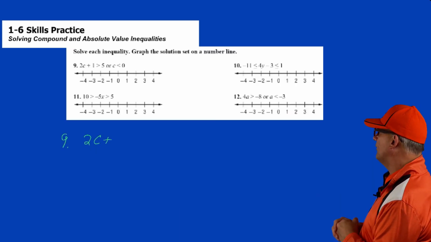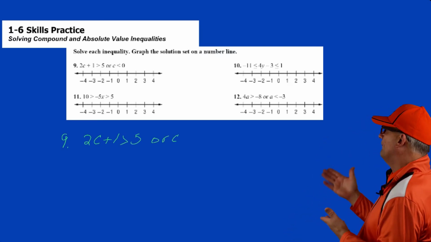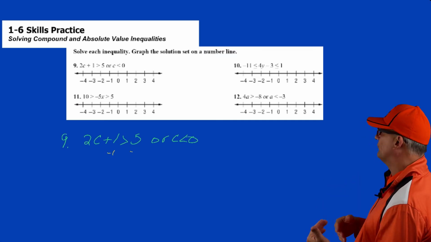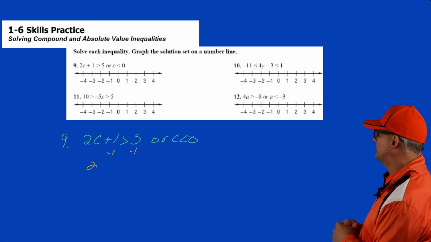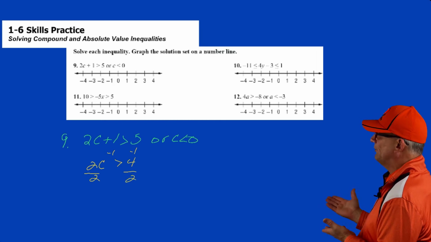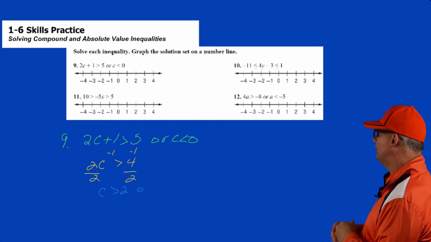All right, so here we go. We're going to solve these and graph them. So the first, number 9, gives us two equations, but one's already solved. C is less than 0. So we only have to do the first part of this, and it's a simple two-step equation. That's the way you've got to think about it. And in the end, you're going to graph it because it's an inequality, but the steps are the same. So in the end, we have C greater than 2 or C less than 0.